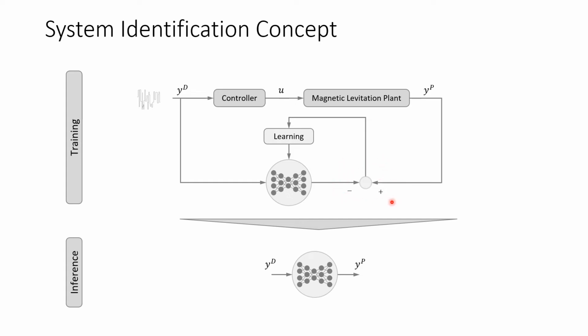and use that comparison to optimize the parameters of the neural network. During the training period, this is what needs to be done, and in the inference it's much easier, of course. We only give the desired input and the neural network predicts the plant output of this system.